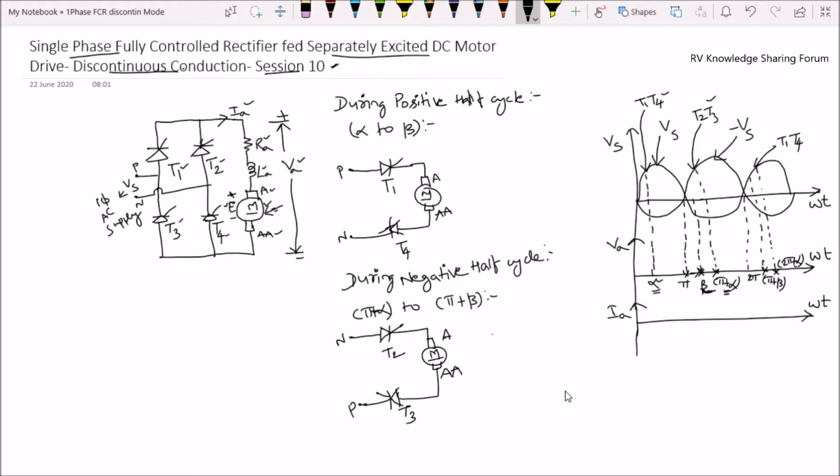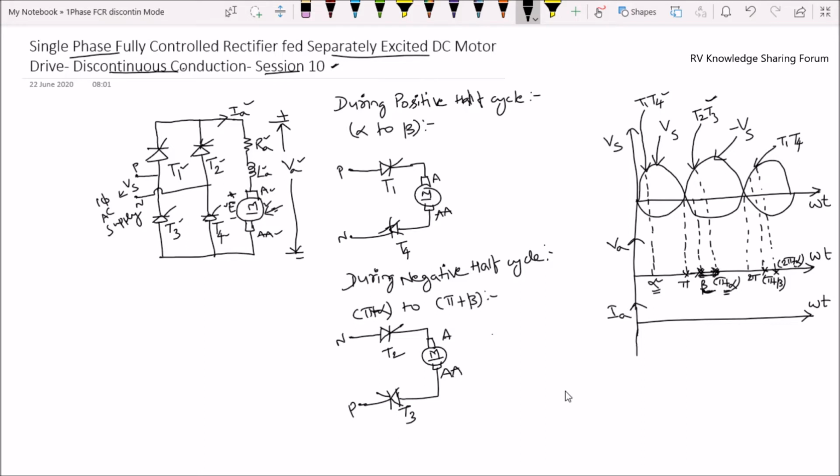Whereas if you see this, T2 and T3 start conducting at pi plus alpha. Therefore, what is happening is that from beta to pi plus alpha, at this instant the current is becoming zero. Again, here the current starts flowing from pi plus alpha to pi plus beta with the thyristors T2 and T3.